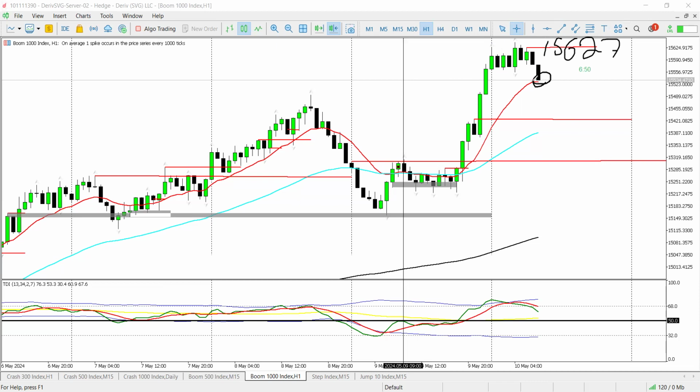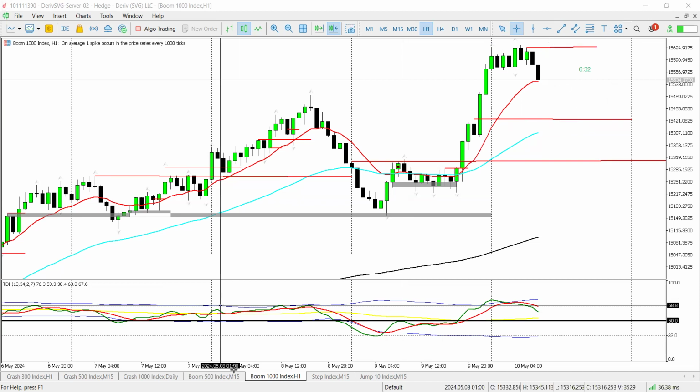That means I'll be looking for a reaction here. But if we don't get a reaction here, I'll wait for price on this order block here and still see if I can be able to get a buy. But again, always remember, the best buys are when your price is trading above the 13 EMA on the H1. We always mention that on a daily. So that's my view on B1000.